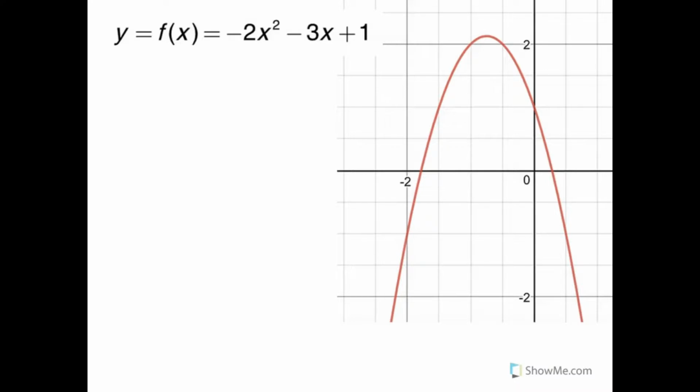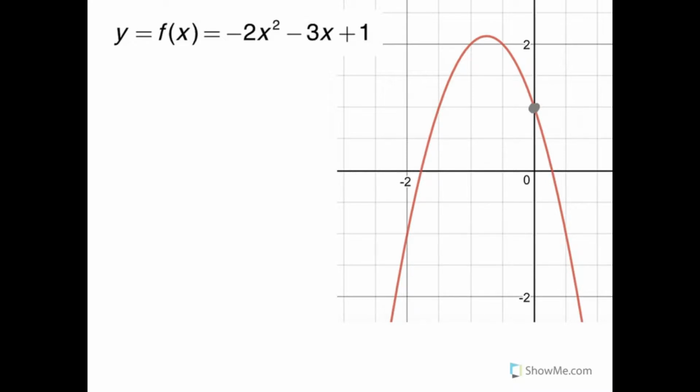Let's look at the graph of f of x equals negative 2x squared minus 3x plus 1. Notice that since the coefficient of the x squared term is negative, the parabola opens downward. The y-intercept is right here.